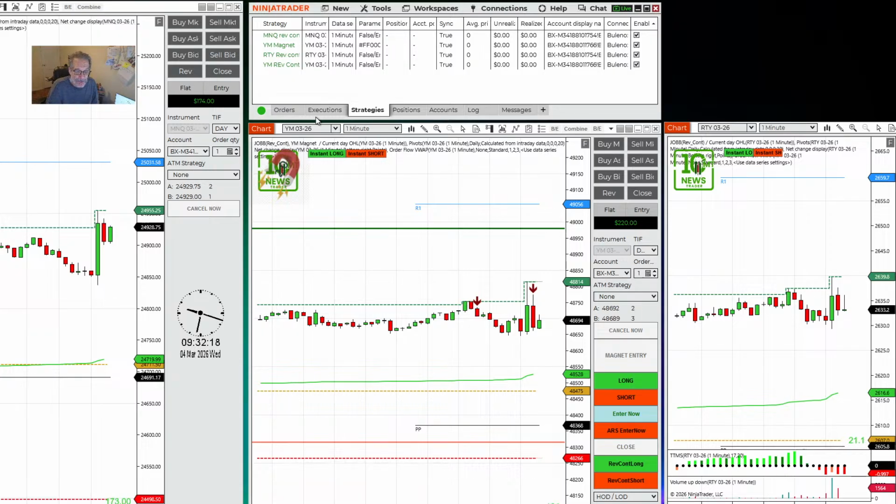So just from discussing, we were looking at NQ magnets. MNQ test of the high. If you could have done a reverse continue, there's a lot of different ways you can test the high.